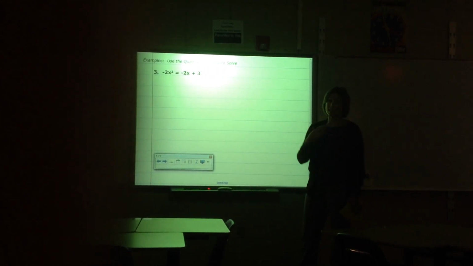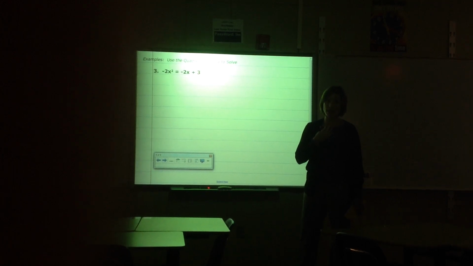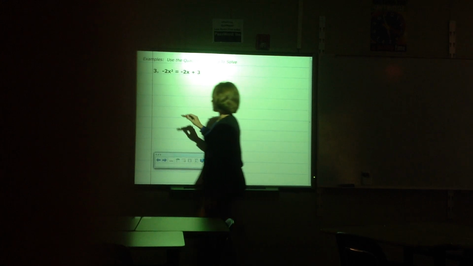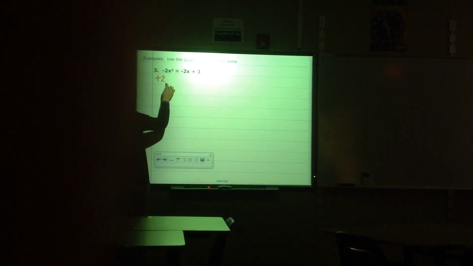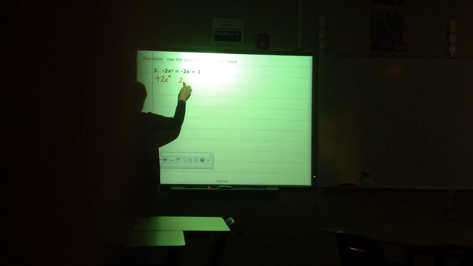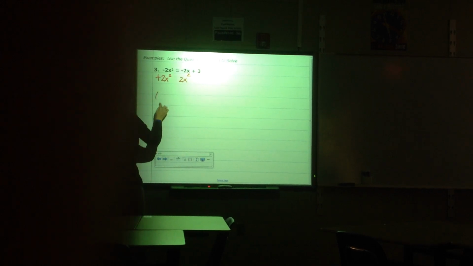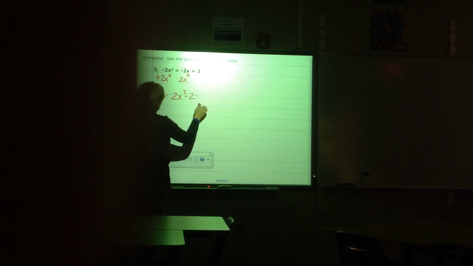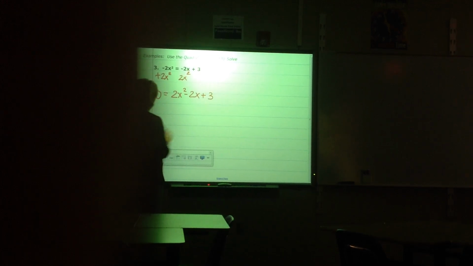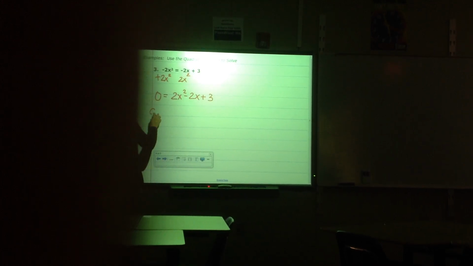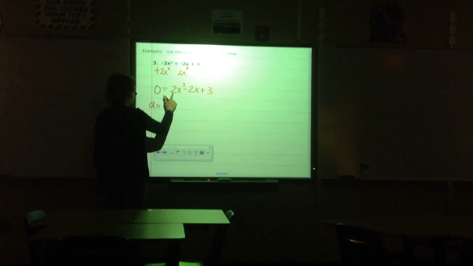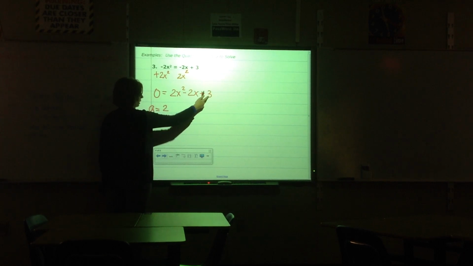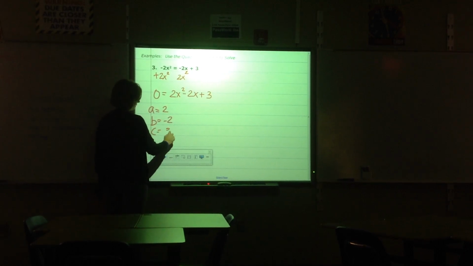Again, on something like this, I like x squared to be positive. It does not have to be. It just makes it easier for me to see. So I'm going to add 2x squared to both sides. 0 is going to equal 2x squared minus 2x plus 3. So my a value is 2 from here. My b value is -2. And my c value is 3.